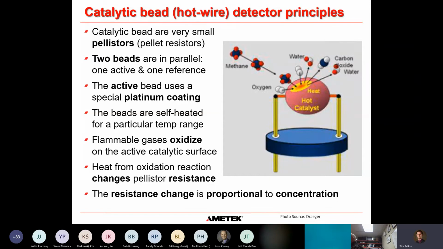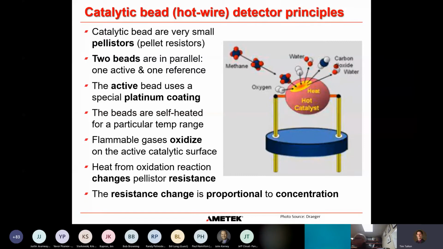And according to the reactive properties of the gases introduced, the flammable gases would oxidize on the active bead, on that particular active catalytic surface. And from there, the measurement itself is tailored based off of that heat of reaction. As the methane molecule is catalyzed on top of the catalytic bead, the heat of reaction changes the resistance of the pelistor. And so that resistance change is proportional to concentration. And that's how we're able to use it as a means of measurement.